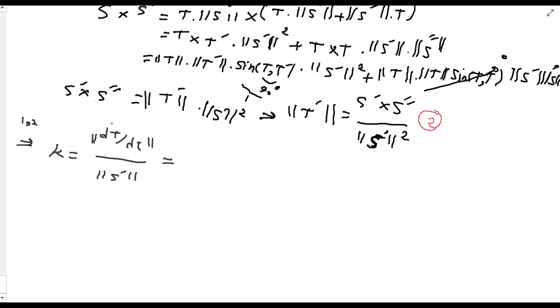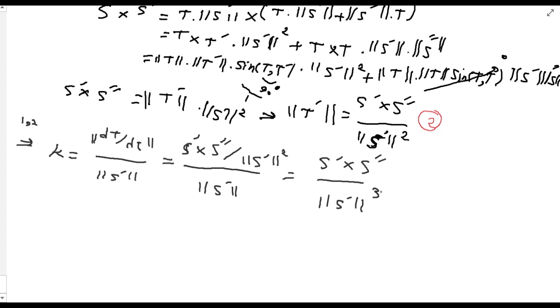Now I can rewrite this because it is T prime, so I can write the norm of r' cross r'' over the norm of r' to the power 2, over the norm of r', because this is T prime and the norm of T prime is equal to the norm of the cross product of r' and r'' over the norm of r' squared. So now I can bring r' into the denominator, so we will reach this formula. Now it is a very important formula for curvature.